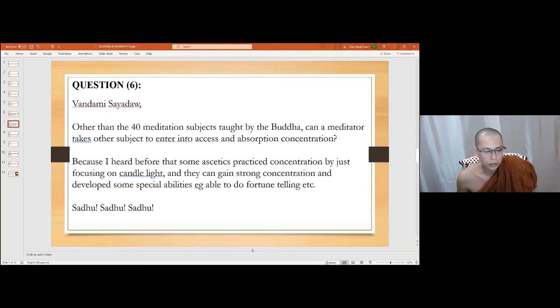Okay, so here the candlelight. The example of candlelight also is included in the any of the light kasina or like this. So I think there's no more meditation subject which can give rise to absorption concentration. So if there is, that will be mentioned in the Abhidhamma.